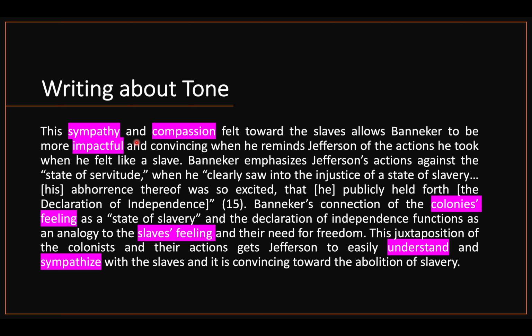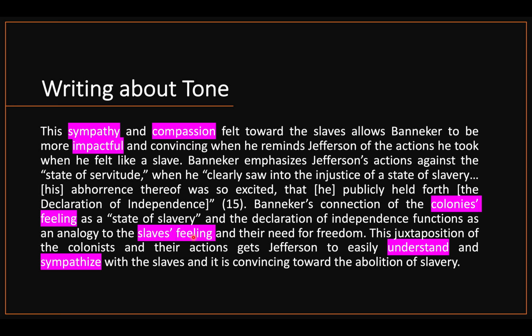This sympathy, the writer continues, and compassion felt toward the slaves allows Banneker to be more impactful and convincing. Why? Because he reminds Jefferson of the actions he took when he felt like a slave, right? You were in a state of servitude, and he clearly saw into the injustice of the state of slavery, right? And your abhorrence thereof was so excited that you publicly held forth the Declaration of Independence. So he says, you were affected, you were indignant because you were in a state of servitude, and you declared yourselves independent. So this connection to the colony's feeling of state of slavery and the Declaration of Independence functions as an analogy to the slave's feelings.